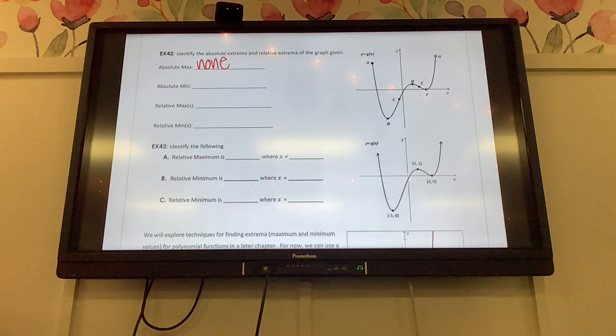If it was closed in, your absolute max would be G. But because it's open, your graph is getting really, really close to G, but it's not ever going to use G. And so we can't really say what our absolute max is. But that is the very, very highest point of the graph.